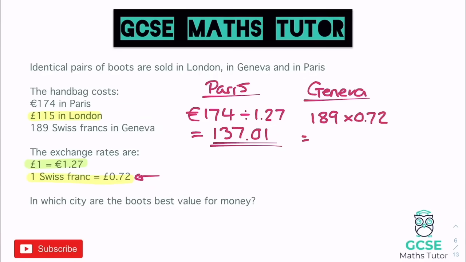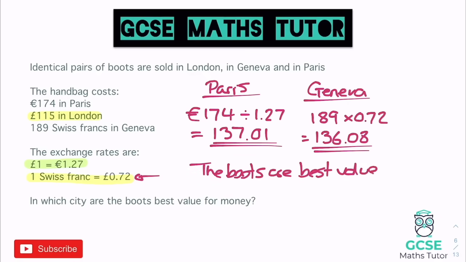There we go, so it's £136.08. There we go. So actually, as you can see, all of that working out, and actually it is just best value to buy these boots in London. Okay, so obviously these questions will normally say you must make sure you show all your working out, and there we go, that's all our working out there. So even though it's still in the London one, we're going to say it's best value in London. There you go. The boots are best value in London.